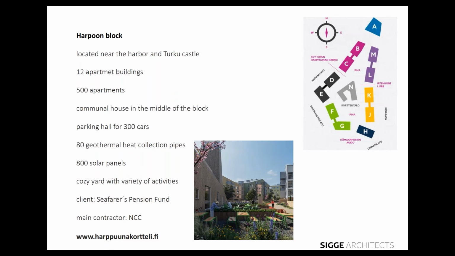The block is the largest renewable energy destination in the Nordic countries. The complex will have a total of 800 solar panels and 80 geothermal heat collection points, which will make the Harppuun block almost completely self-sufficient in energy. Ecology has been thought of from the very beginning of the project. The demolition waste of the houses has been crushed on site and used in the foundation work. Foam glass, which is a domestic recycled product, has been used as insulation under the car parking garage. In addition, the block will have centralized waste management.